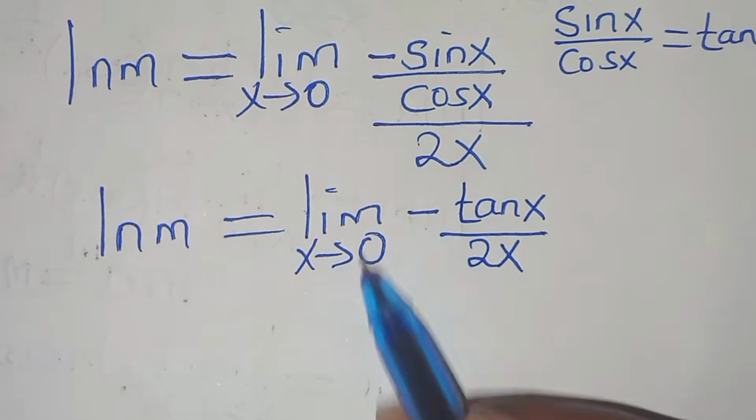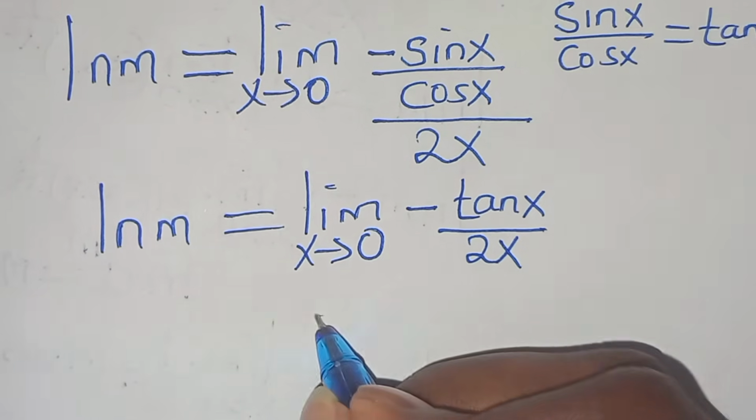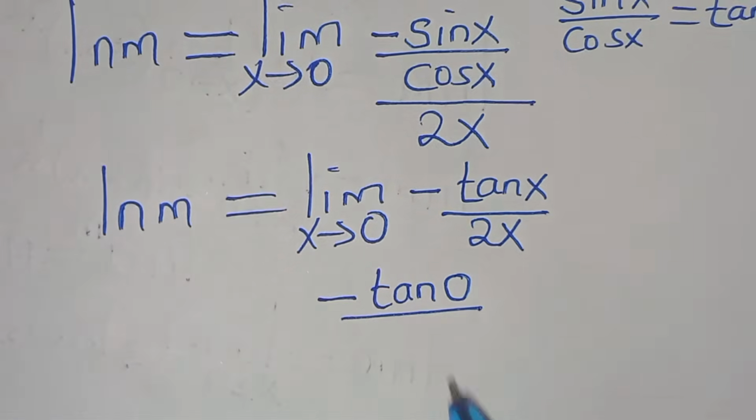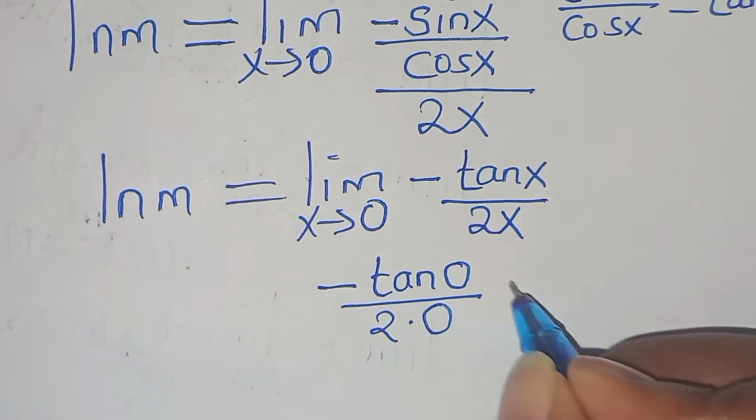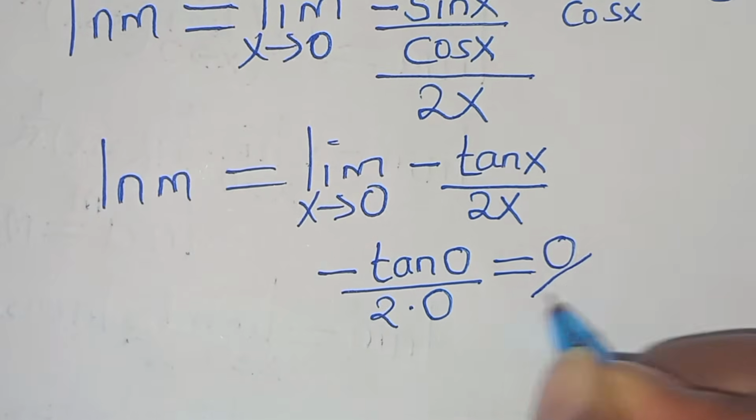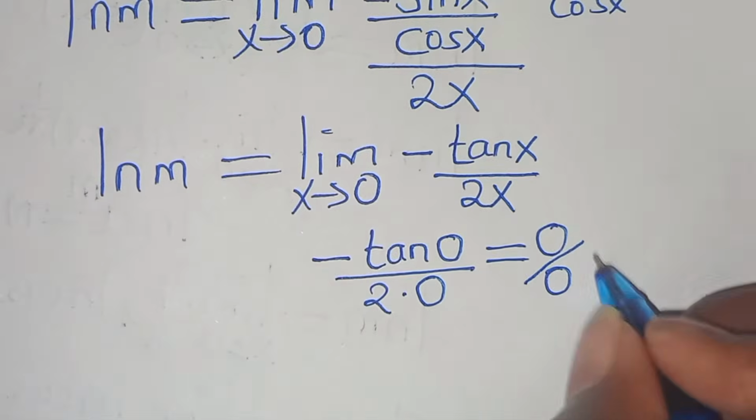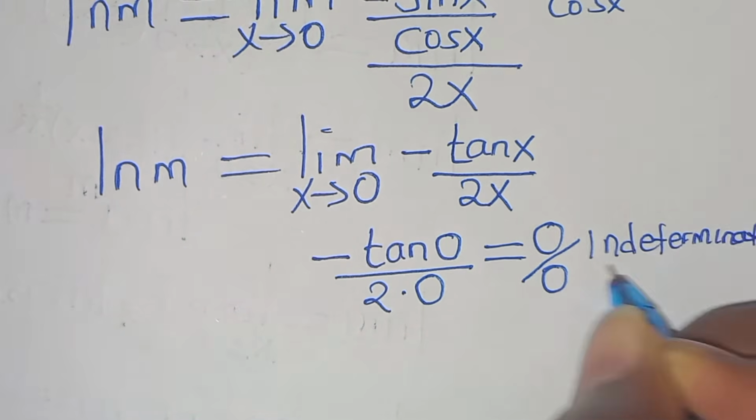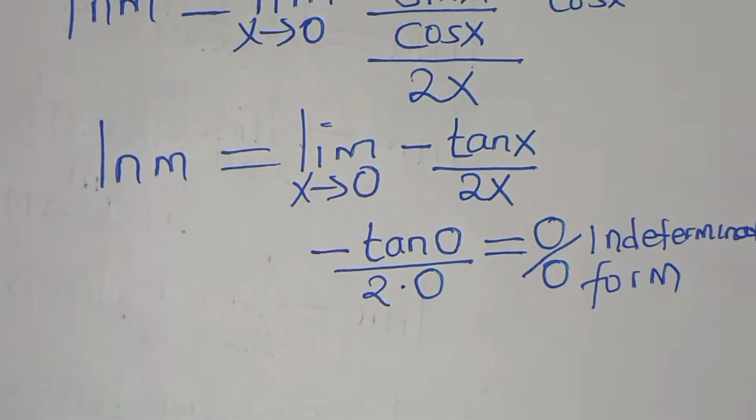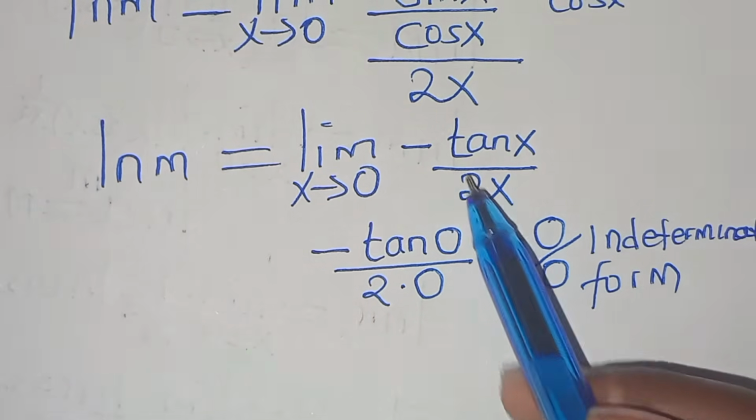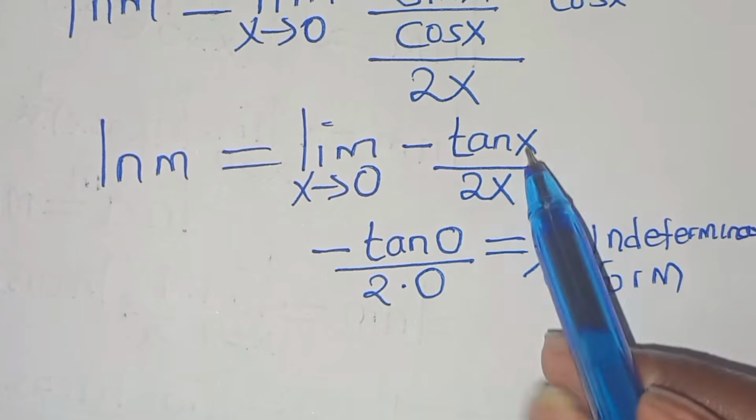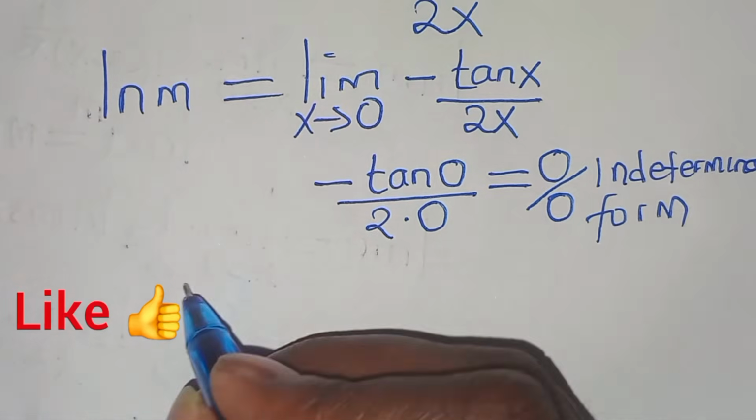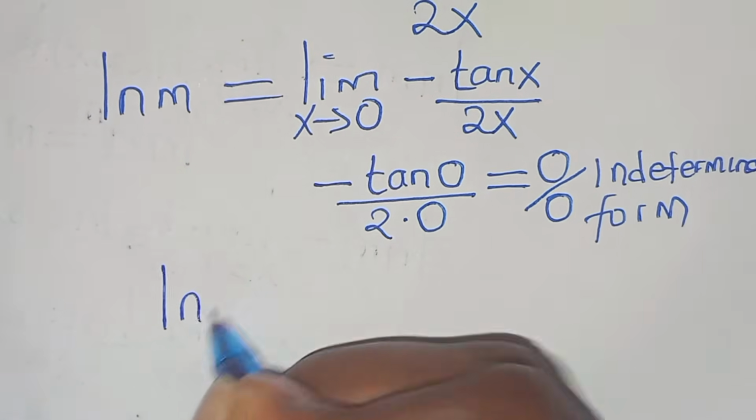Now, substituting the value of 0, then we have minus tan 0 divided by 2 times 0, and this again is 0 over 0. So this is indeterminate form. So again, let's get the derivative of negative tan x separately and the derivative of 2x. So let's proceed here. So we have the ln of m.